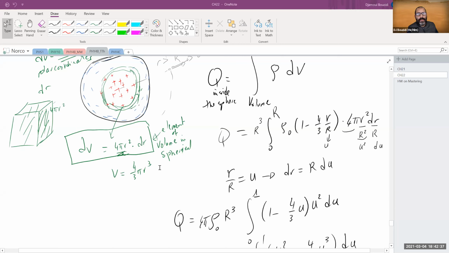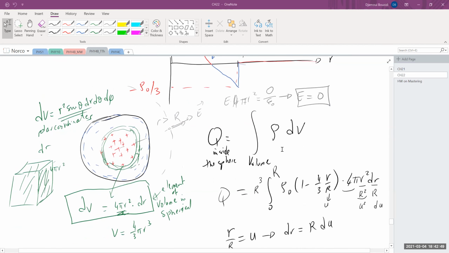Wait, can I see the part where you plugged in the derivative of the volume? Okay, let me go back into sharing the screen. This one? I think it's the Q equals integral of rho dV up there. Okay, this one, rho dV?